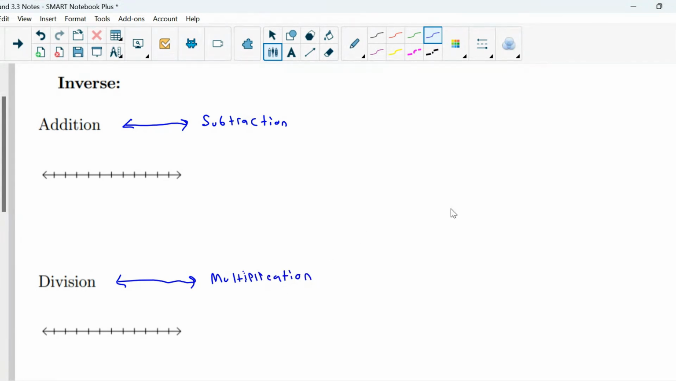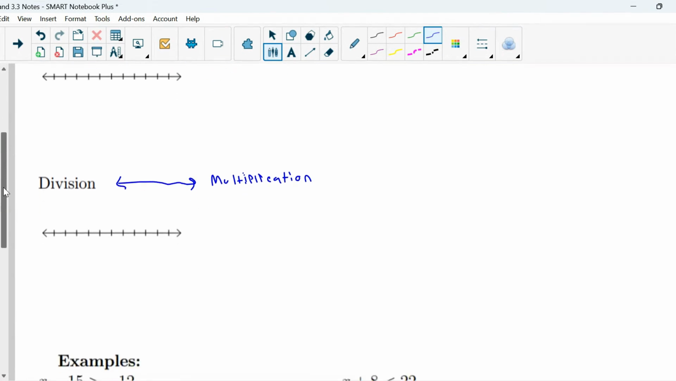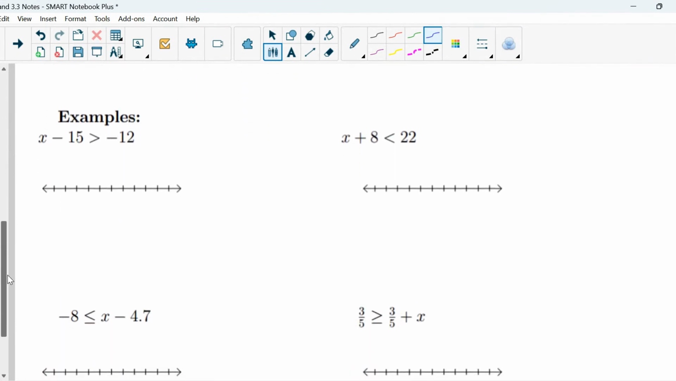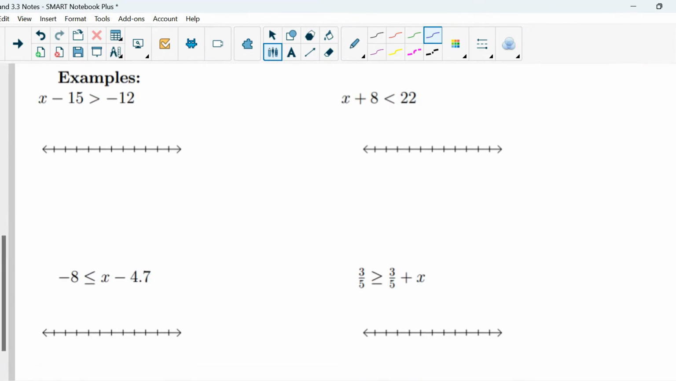Okay, so these are just review terms from when we were solving linear equations, although now we will be using the same exact skills when we are solving our inequalities. Okay, so let's scroll down to a couple of examples. So for all of these examples, we will solve the inequality and then we will graph it on the number line. So we may need to solve below the number line as we don't have a ton of space.